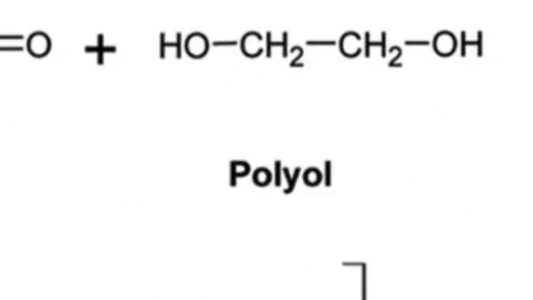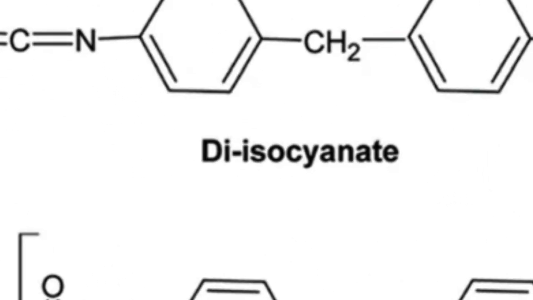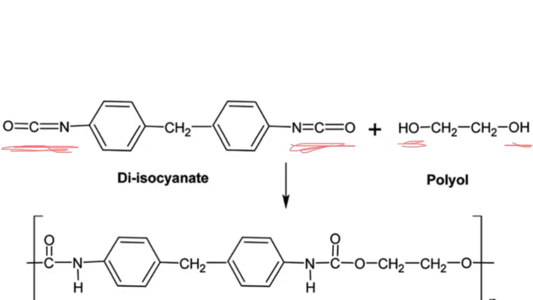This is a polyol with the OH group here and here. And this is a diisocyanate with the NCO right there and there. These two monomers combine to form polyurethane.